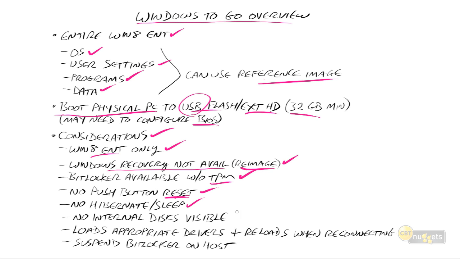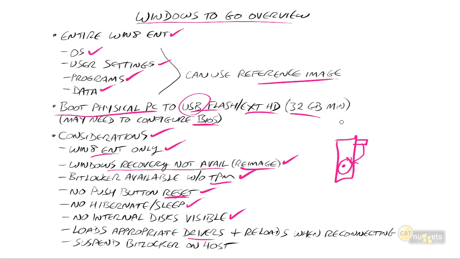There's also no internal disks that are visible. So let's say you are borrowing somebody's PC as a guest, and you plugged in your flash drive. Well, they have hard disks inside of here, at least one or more, that you don't really want your guest to see. So they don't want you to be able to see that hard drive, and it's invisible when you're using Windows to Go.